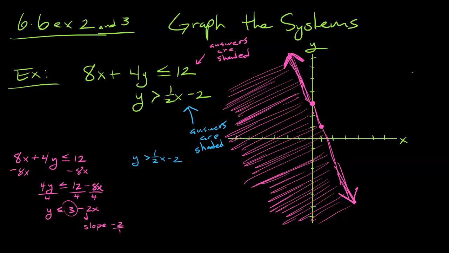Okay, so there's below. And then I'm going to do the blue one. And then I want to see where they overlap each other. So 1/2x - 2, I'm going to start with the -2. And from there, a slope of 1/2. So up 1, to the right 2. And it's going to be a dotted line shaded above.